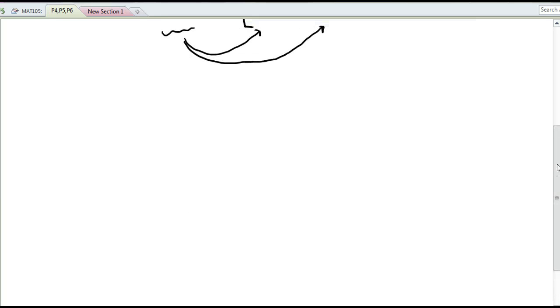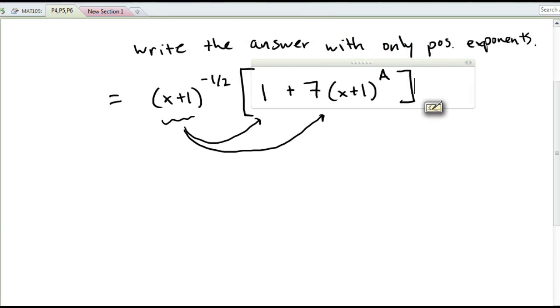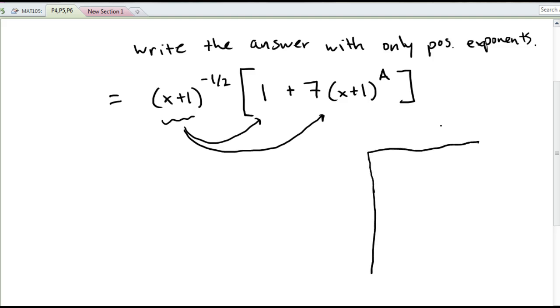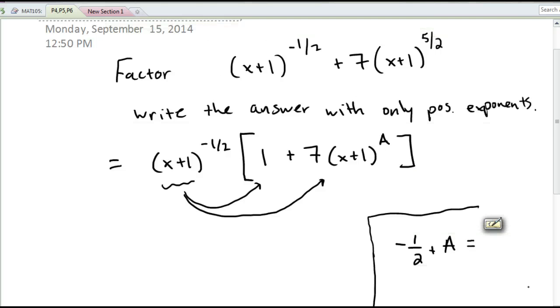So to get the factorization, what's going to happen when we multiply everything back out? Well, for the second term, when you multiply (x plus 1) to the negative 1/2 times the 7 (x plus 1) with our placeholder exponent, to figure out what power we're going to have of x plus 1, you're going to get negative 1/2 plus A, because we're going to add the exponents. And then we need to figure out what that should equal. Well, it has to equal exactly what we had on the top, which was 5/2. So we come back down to the bottom, and we set that equal to 5/2.